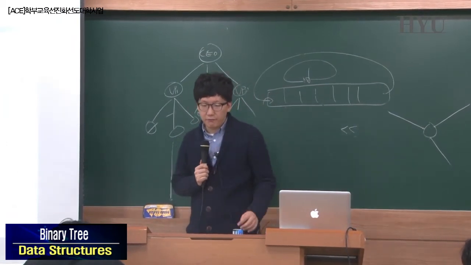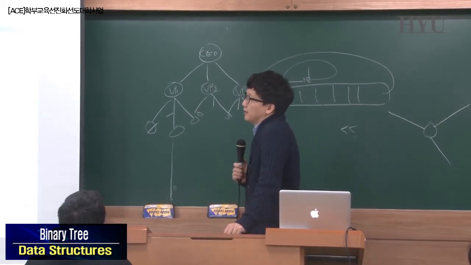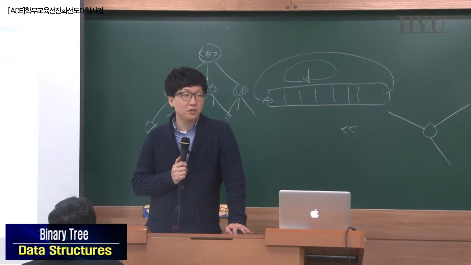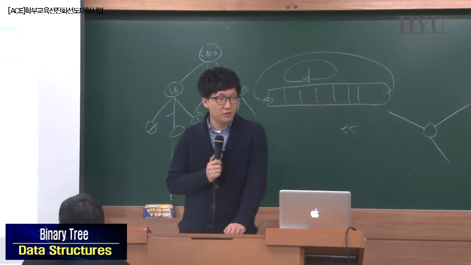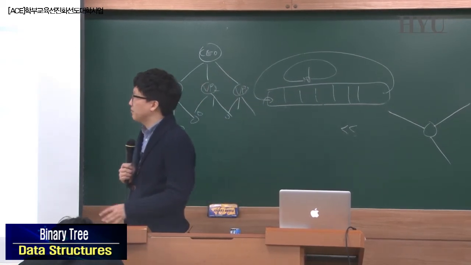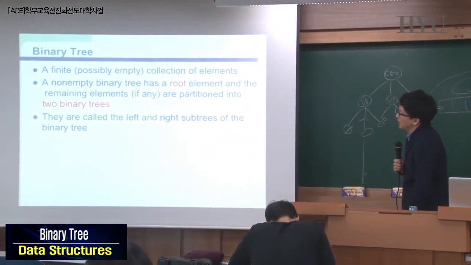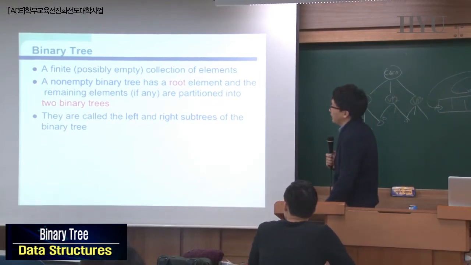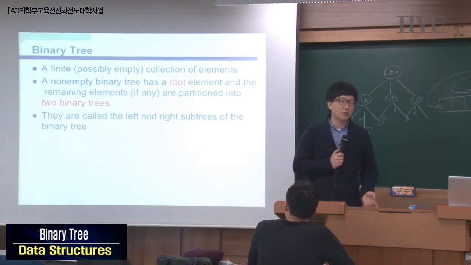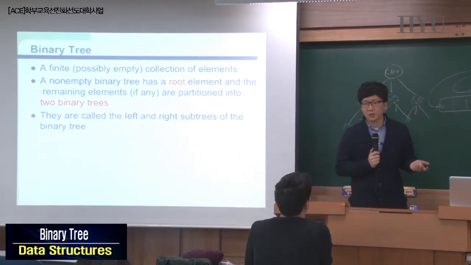So, definition: a finite collection of elements, possibly empty. But if you remember the definition of a tree, they say non-empty tree. So there is a difference here. In a binary tree, it can be an empty tree too. A non-empty binary tree has a root element, and the remaining elements, if any, are partitioned into 2 binary trees. In the same way, we're referring to a subtree. And any subtree in the binary tree will also be a binary tree.